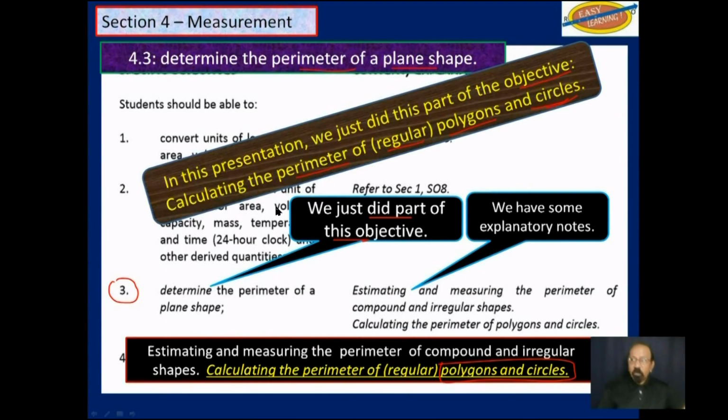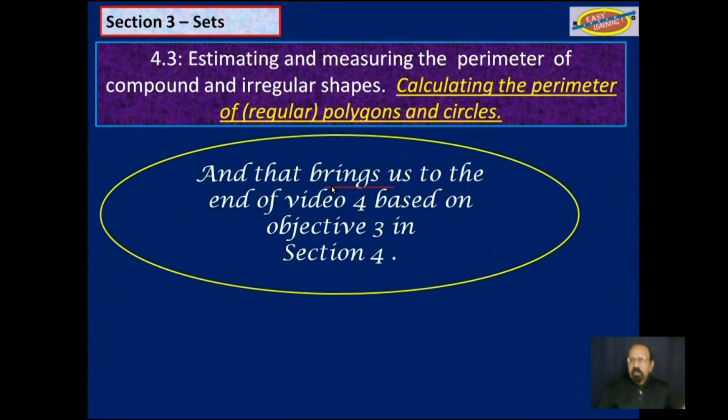In the next video, we will deal with the next part that says estimating and measuring the perimeter of compound and irregular shapes. And that brings us to the end of video 4 based on objective 3 in section 4.